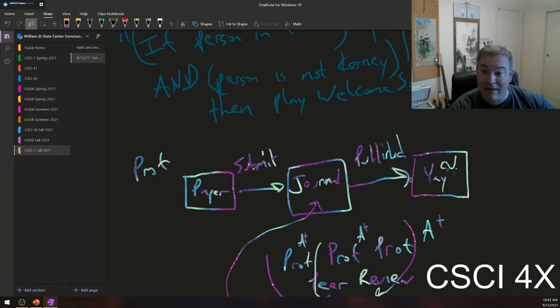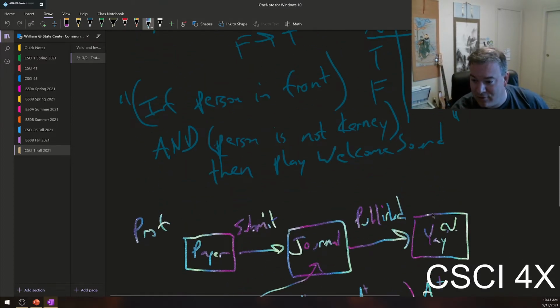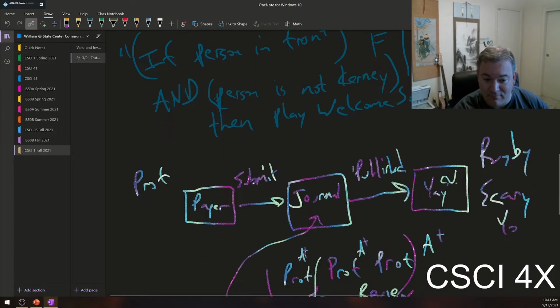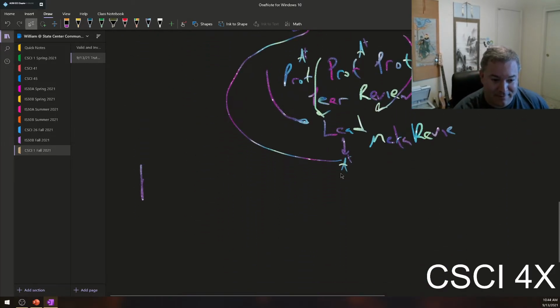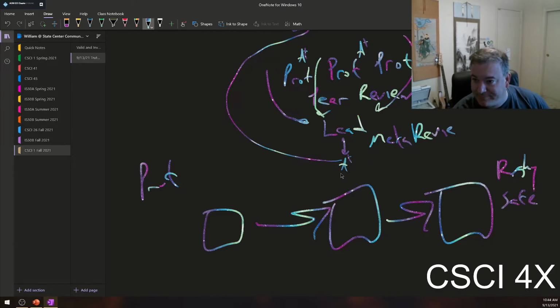Now, here's the kicker, is that we had one guy go through that with the concussion paper, and his conclusion was rugby, scary, yo. That was his conclusion. Okay? Then we have another prof over here who went through the same process, writing a paper, submitting it to a journal, getting it published, and rugby, safe.